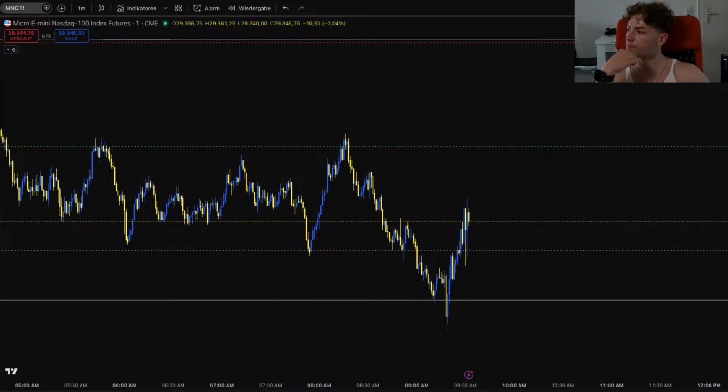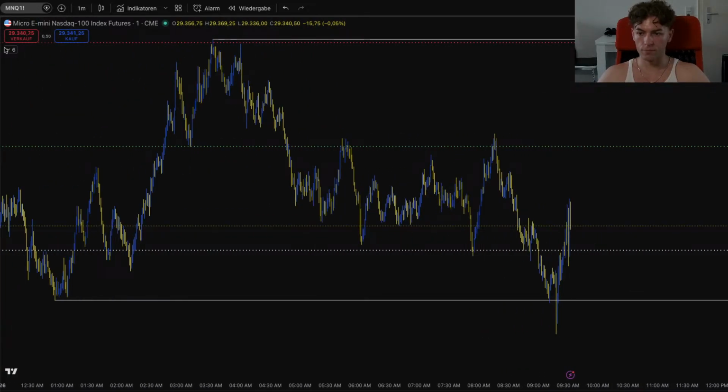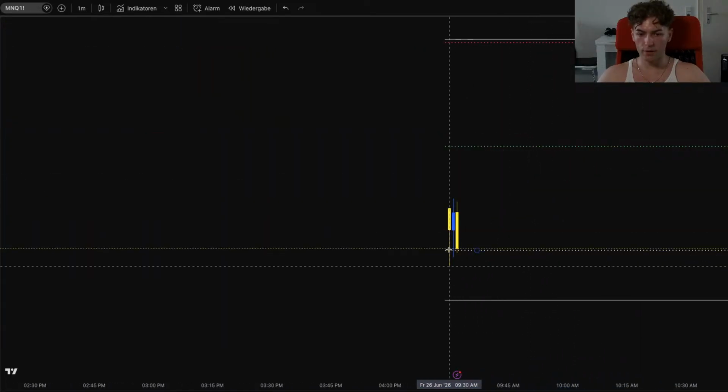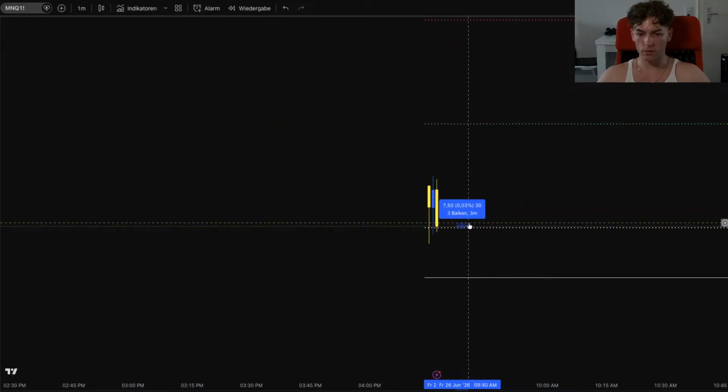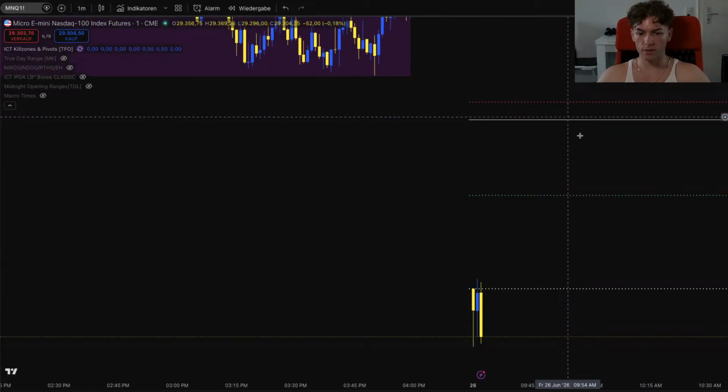Okay, let's see. Bias is rather bullish right now, so looking for these London highs. Let's see if we can get them. Here are the kill zones. The 9:30 opening is here. Midpoint is here.